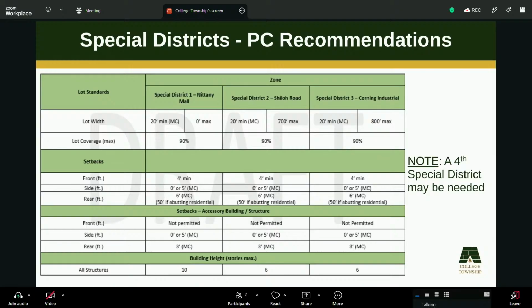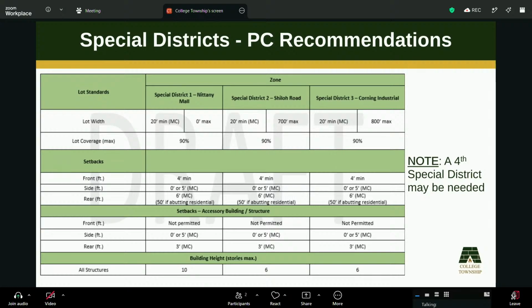So lot width for Nittany Mall, we said, is 20 minimum, no maximum. Shiloh Road, where we're seeing or anticipating some of that larger box retail or the possibility of those, that's where you see a 20-foot minimum, a 700-foot maximum. And then Special District 3, Corning Industrial, where we see maybe some potentially heavier industrial use that won't fit in the mixed core, mixed neighborhood, a 20-foot minimum, 800-foot maximum. So let's talk lot width. Are there any thoughts or concerns or suggestions from council in terms of those lots?